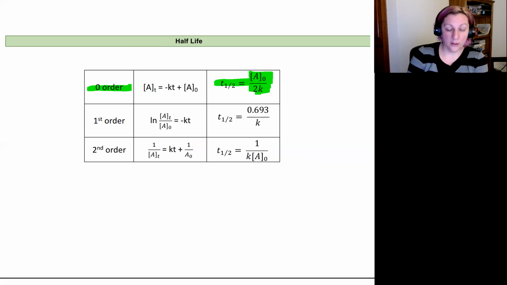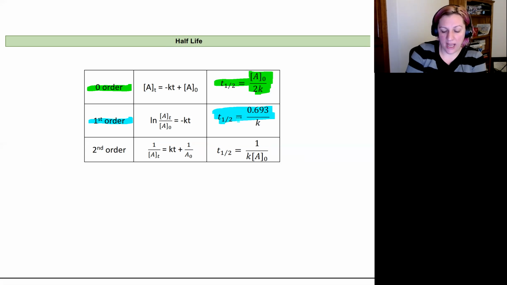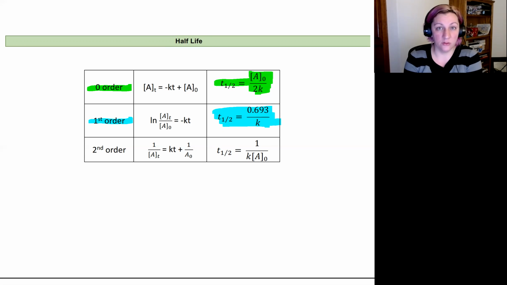In our first order, we actually have a half-life that isn't dependent on concentration at all, which is interesting. T1/2 is equal to 0.693 divided by the rate constant k. And that's because if we're looking at concentration being divided by 2, our initial concentration will be twice that of our final concentration for the interval of time that would be our half-life.